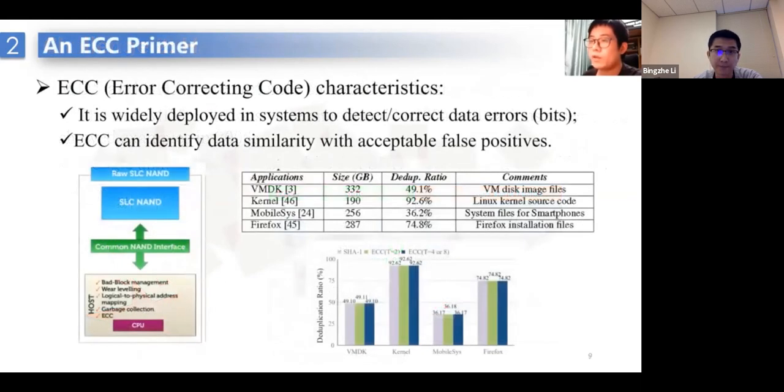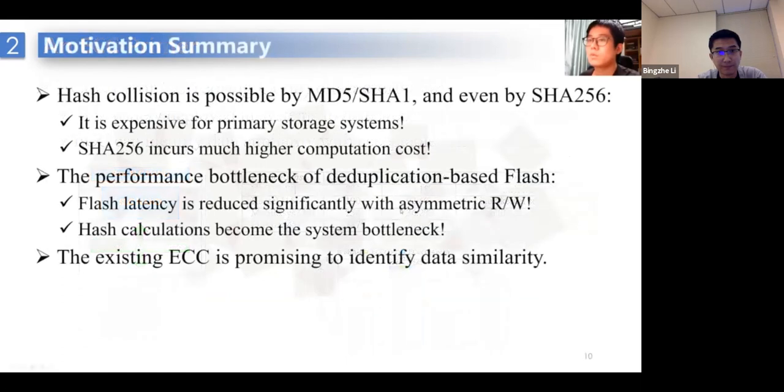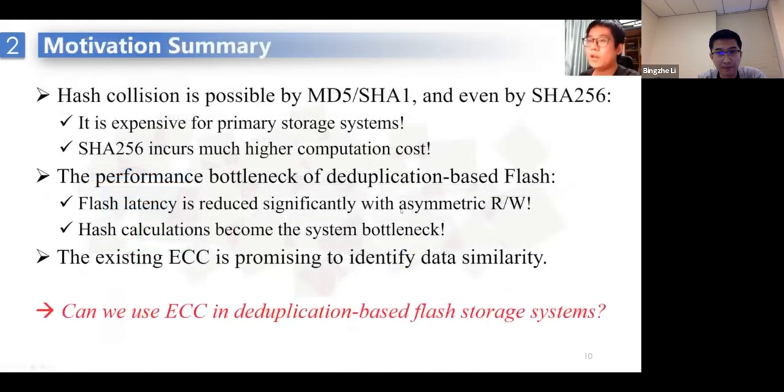We assess the extent of hash collisions of BCH-based ECC and examine the data redundancy based on the hash functions of SHA-1 and the BCH-based ECC, and compare the deduplication ratios. In a word, while ECC may not be directly used as a hash function for the deduplication system, it can be used for the detection of data similarity. So, can we use ECC in deduplication-based flash storage systems?